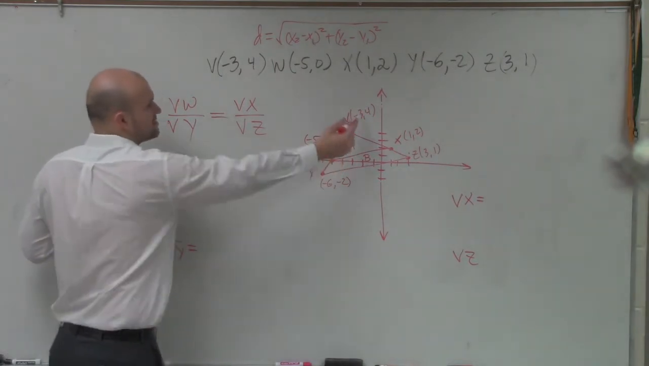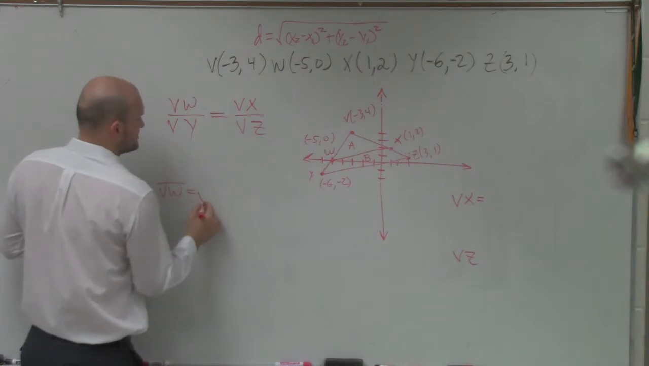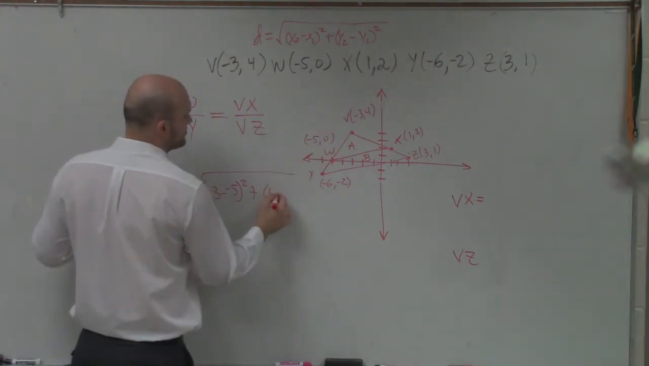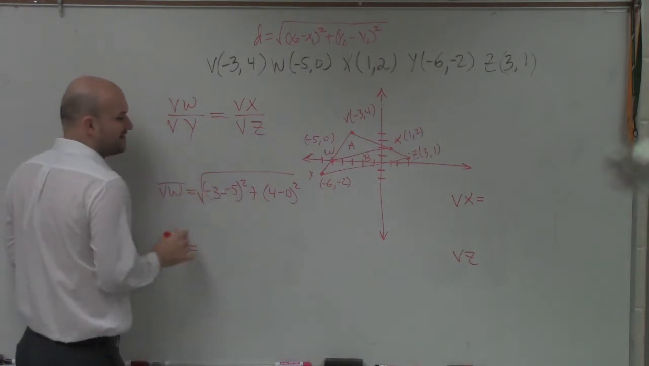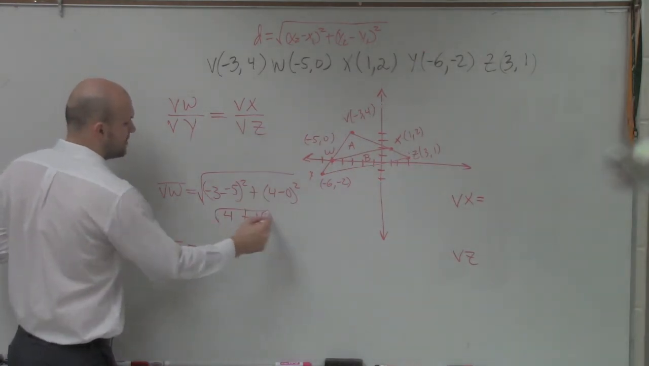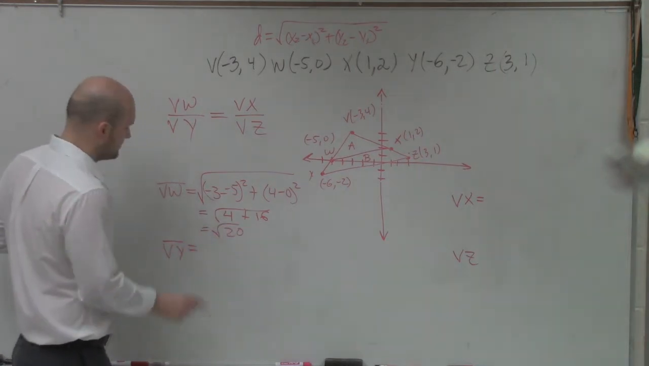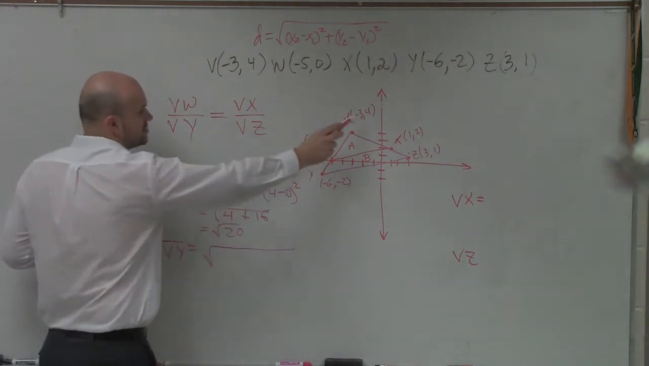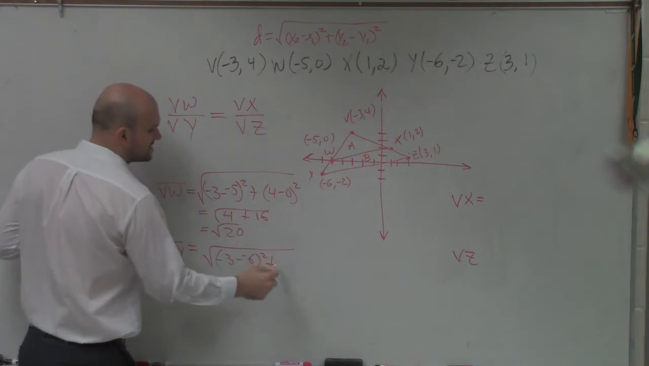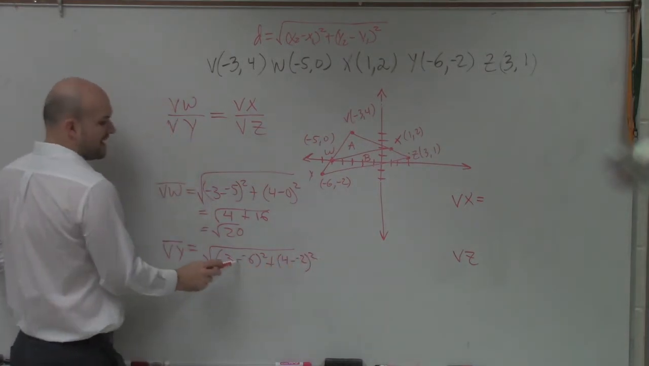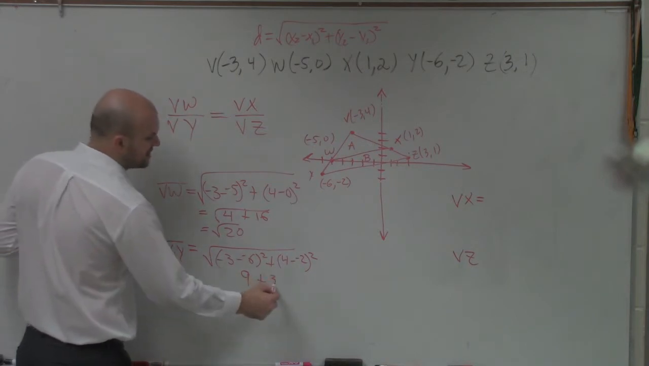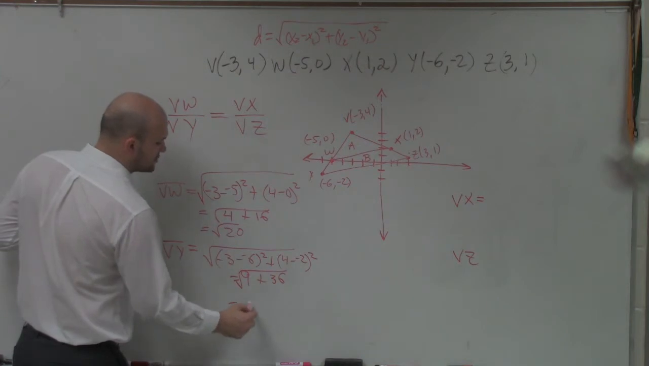So for VW, I'm going to subtract the x's always from V to make it simple. What I'll have is the square root of (-3 minus -5) squared plus (4 minus 0) squared. Well, -3 minus -5 becomes +2. 2 squared is 4. Plus 4 squared is 16. So therefore, this equals the square root of 20. For VY, again, I'm just going to subtract everything from V. So it'd be (-3 minus -6) squared plus (4 minus -2) squared. -3 minus -6 becomes 3, and 3 squared is 9. Plus 4 minus -2 is +6, and 6 squared is 36. So that equals the square root of 45.